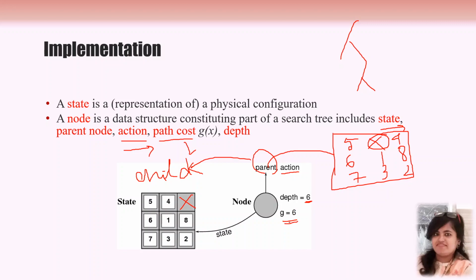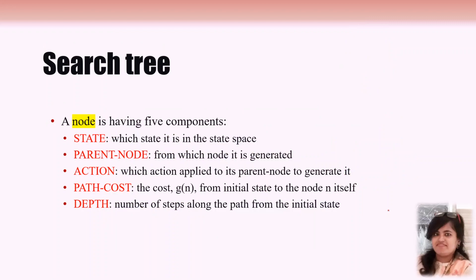And this particular path cost value is not dependent on the depth value; it's not the same thing, right? Depth is how deep the tree is, and the path cost g(x) is how many actions you are taking to reach it. So these are two different things, right? Now the node has 5 components, as already told you.